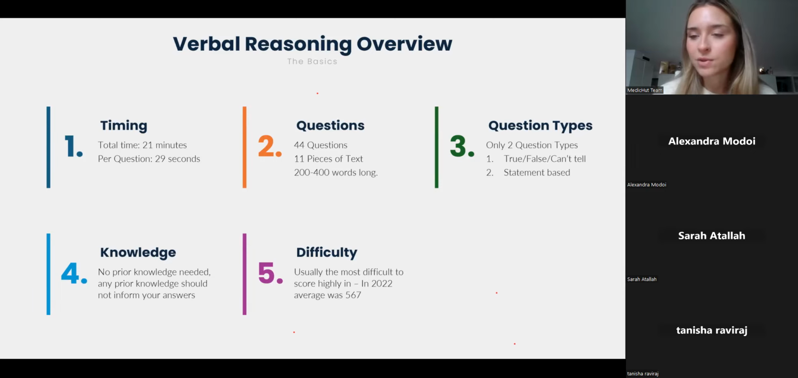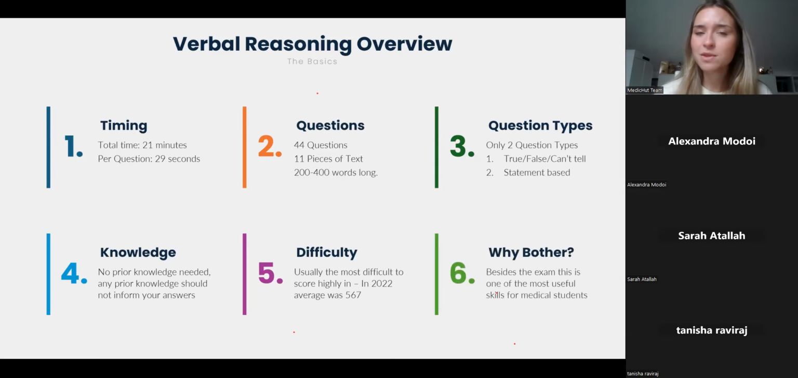But again, there are loads of ways in which you can help tackle this difficulty. In terms of why it's important, as future doctors and future dentists, but also just as medical students and dental students, you have to be using your reading and interpretation skills throughout your daily life. So it is an important section that they're testing in order to accept you as a medical or dental student.